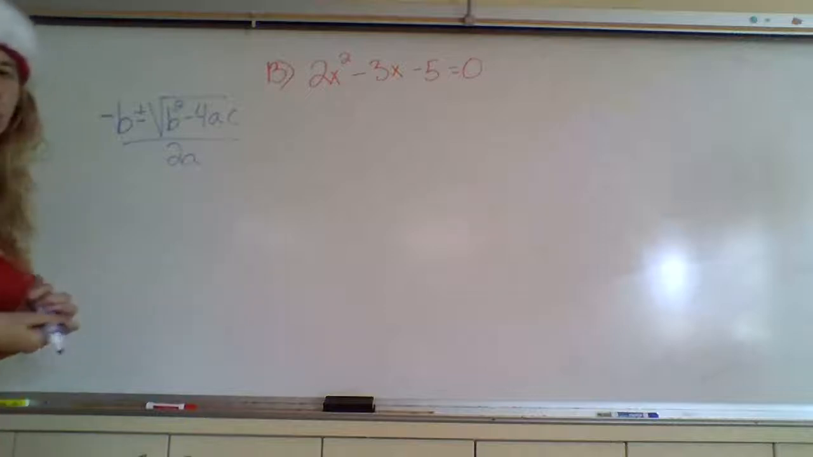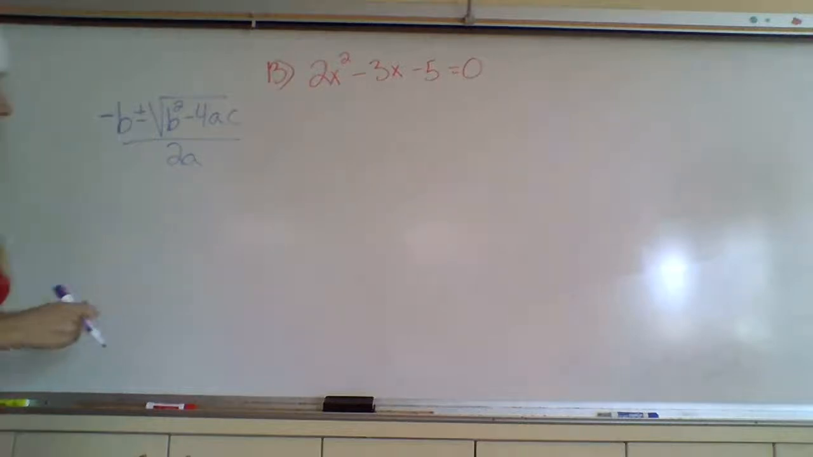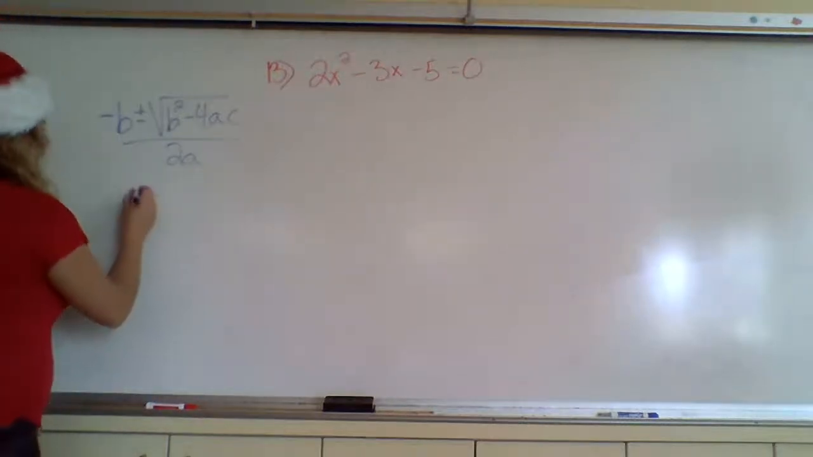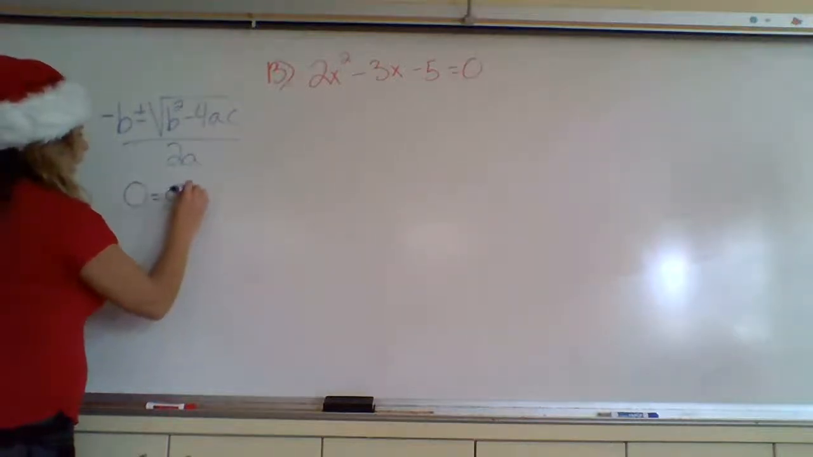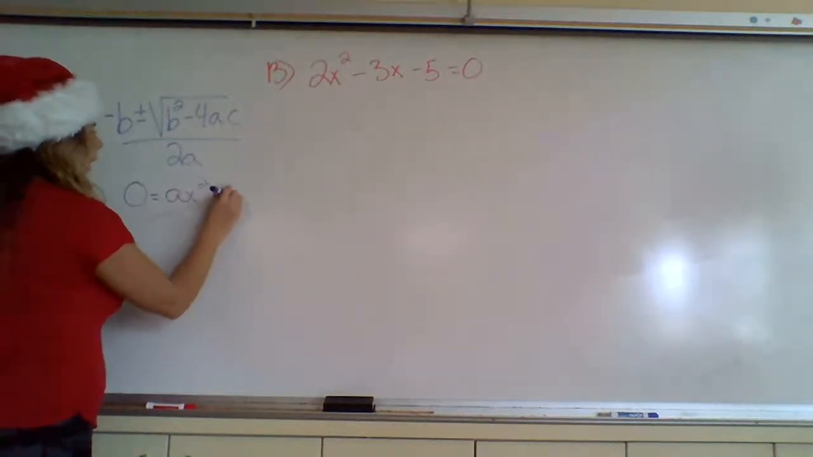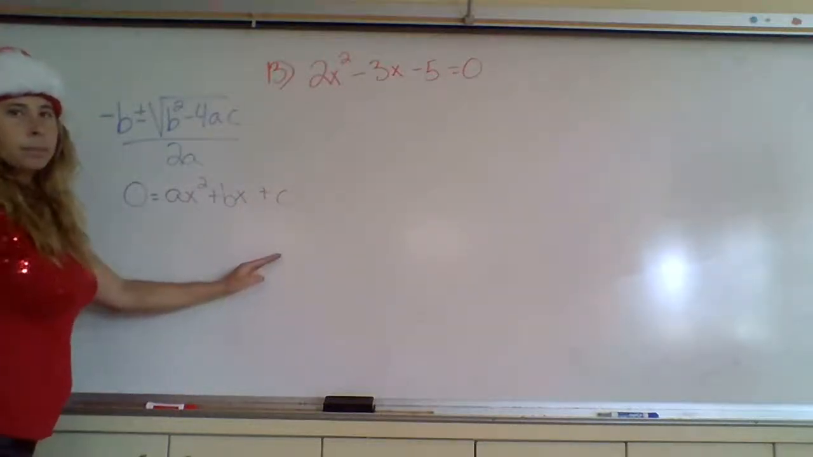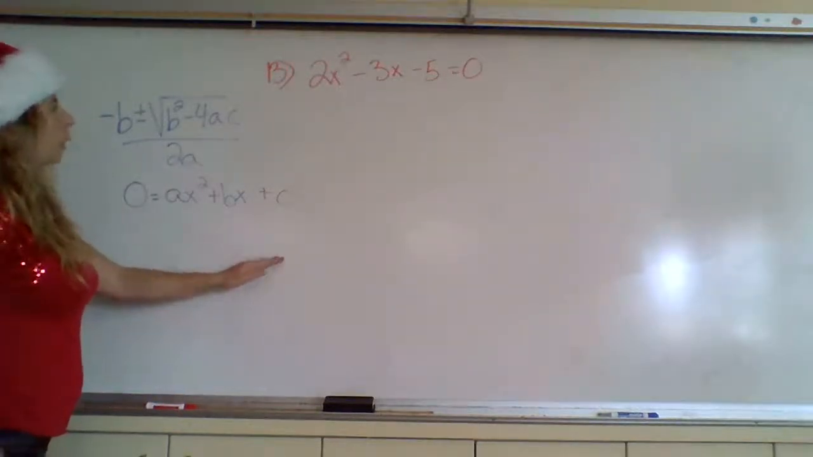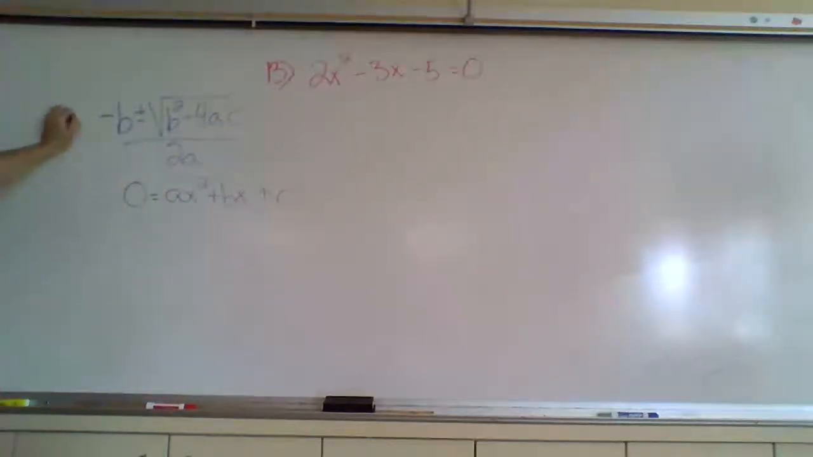I still have the quadratic formula written up here. You should have it in your notes. The first thing you're going to do is identify A, B, and C. Our standard form is 0 equals ax squared plus bx plus c. Looking at our equation, go ahead and pull out A, B, and C.